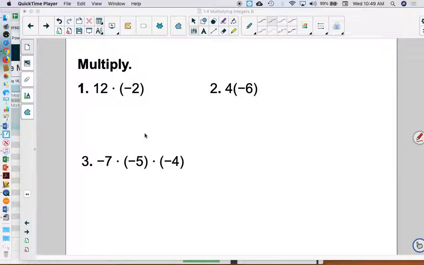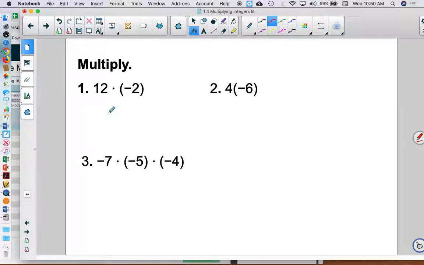Number one. Have we got all three of them done, folks? Okay. Get them done. 12 times -2. Just by that alone, is it going to be positive or negative? Negative. It's got to be negative. Showdown. Good. -24.